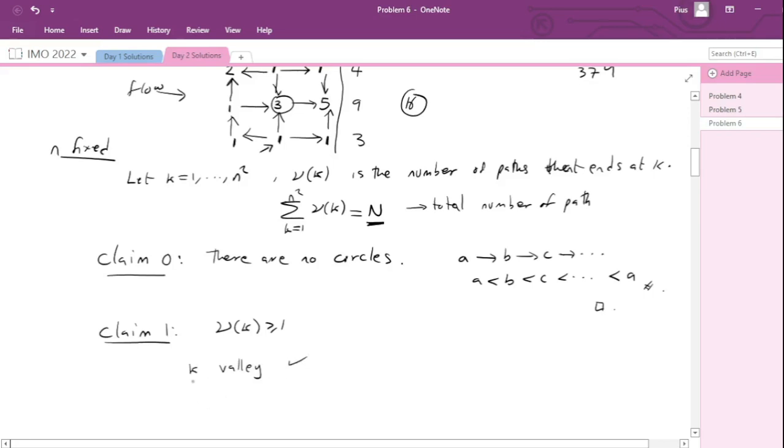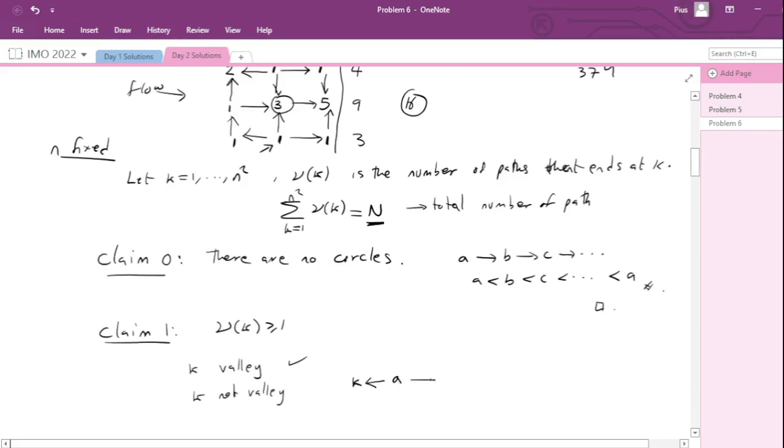If k is not a valley, what it means is that there's going to be an adjacent cell that is lower in terms of value, that contains a number lower than k. So let's say that number is a. So we have an a adjacent to k that's lower than it, so we must have an arrow like this. We'll repeat the same process.